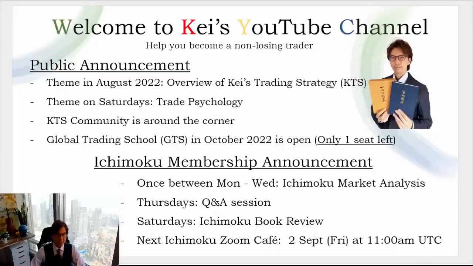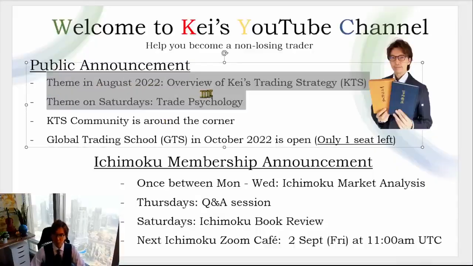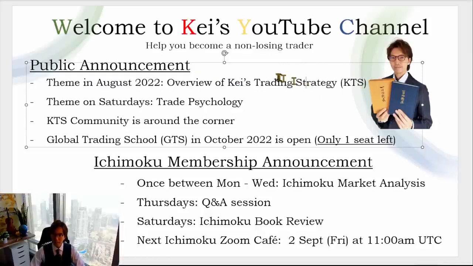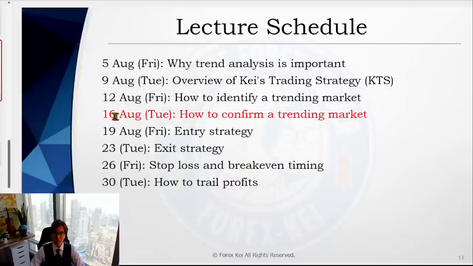Okay, so this is a theme in August 2022, an overview of my own strategy. I named my strategy KTS, K's Trading Strategy, and I use Ichimoku Kinko Hyo for higher time frame analysis. For the lower time frame, mainly M5, I use different tools than Ichimoku and look for entry confirmations. So today's topic is about this one. This is the 16th of August, Tuesday: how to identify and confirm a trending market.